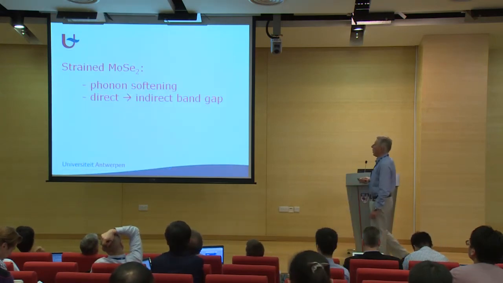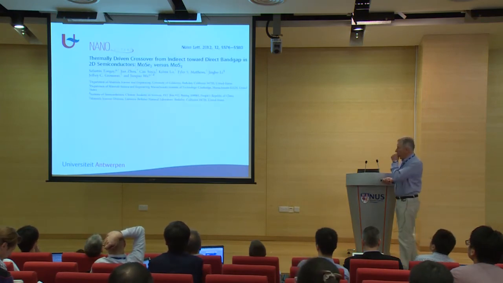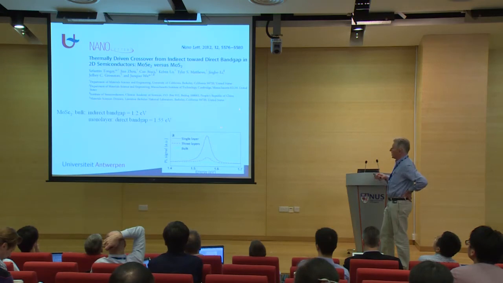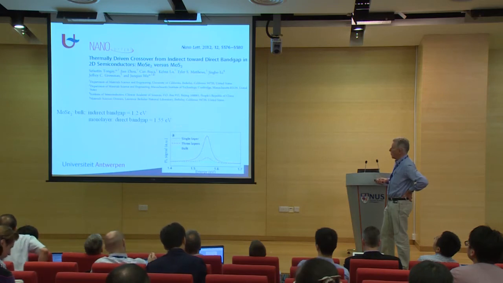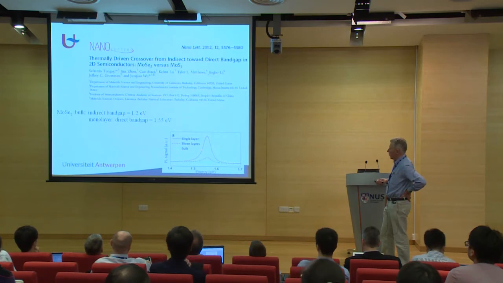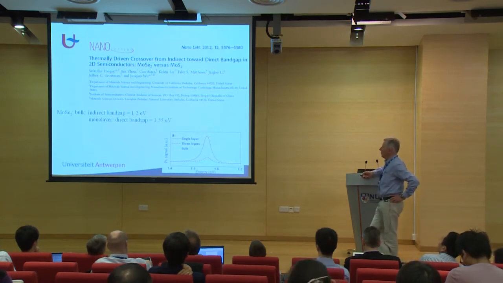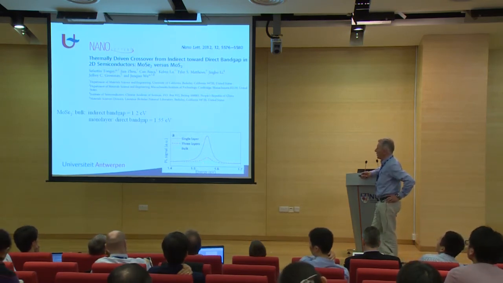So let's start with molybdenum diselenide. In this paper, in Nano Letters, they found that in the bulk you have an indirect band gap of 1.2 eV, and the monolayer has a direct band gap of 1.55 eV. And you see that clearly also in the PL spectrum, where for bulk you do not have any signal, while if you decrease the number of layers, you see this signal growing.